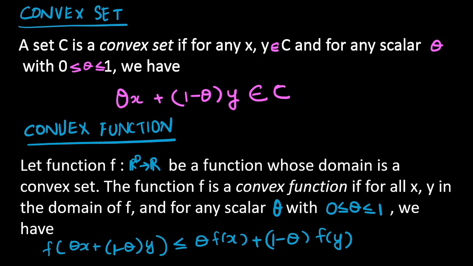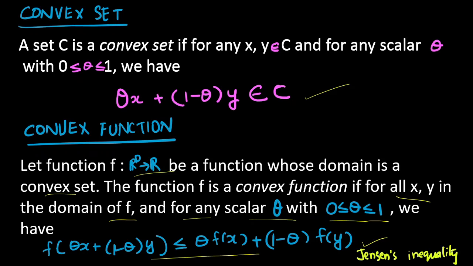Then the convex function. Let the function f mapping from R^d to R be a function whose domain is a convex set. The function f is a convex function if for all x, y in the domain of f and for any scalar theta with the value between 0 and 1, we have the relation f of theta x plus 1 minus theta y is less than or equal to theta f of x plus 1 minus theta f of y. So the same relation will keep here also. Okay, that is the formal definition for the convex function.